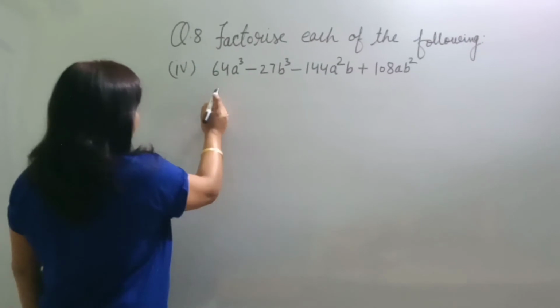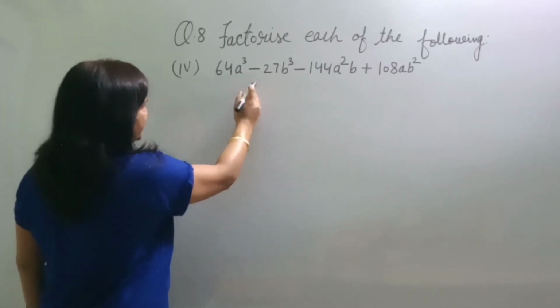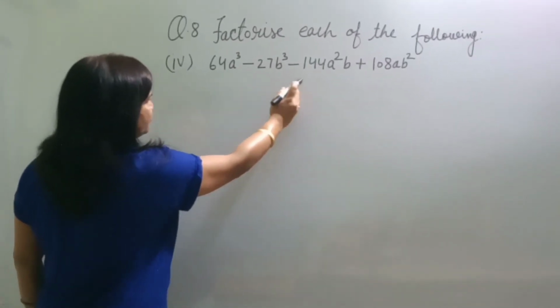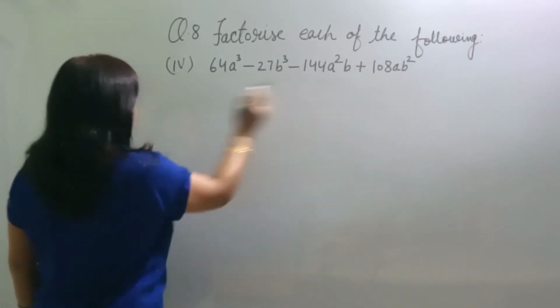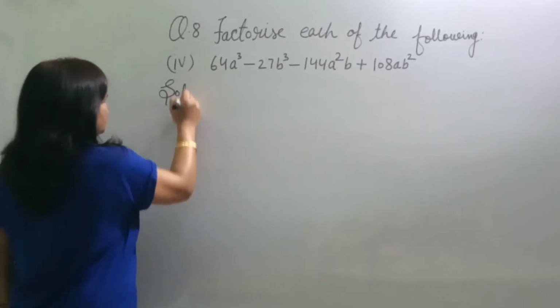Now this is our fourth part. 64a cube minus 27b cube minus 144a square b plus 108ab square. Now we will start the solution.